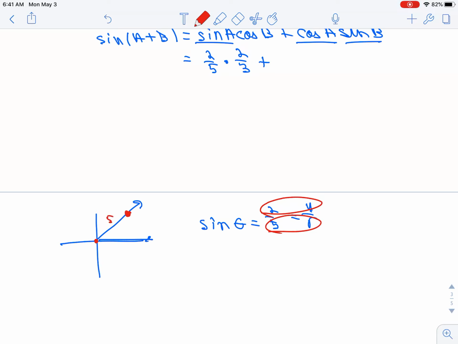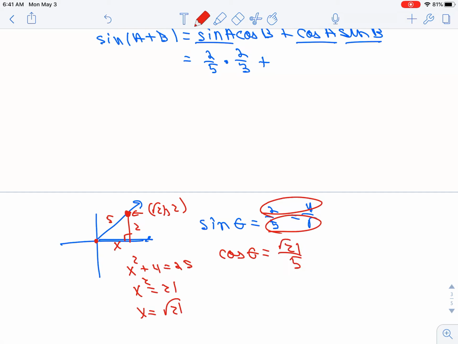Remember, r is the distance from the origin out to that point. Y is this value right here, so this is the point something, 2. And I need to know what x is so that I can find the cosine. So we're going to use the Pythagorean theorem. We end up with x squared plus 2 squared, which is 4, is equal to 5 squared, which is 25. So x squared is equal to 21, and x is going to be equal to the positive square root of 21 because we're in the first quadrant. And so that means that the cosine of theta is going to be equal to x over r, so it's the square root of 21 over 5.